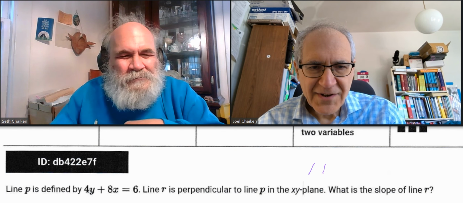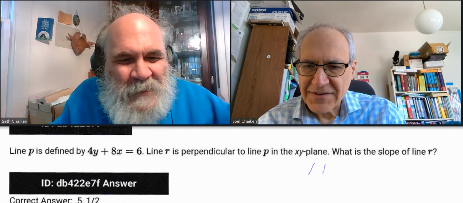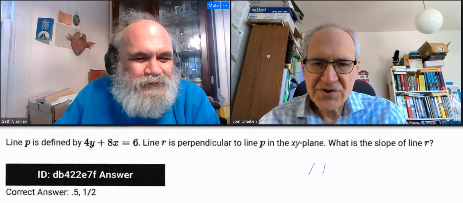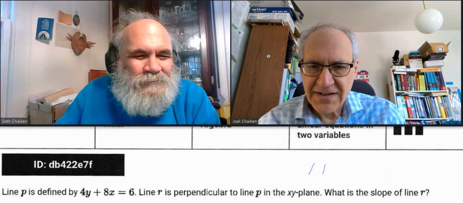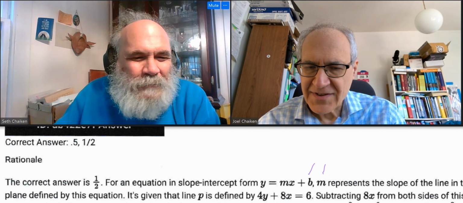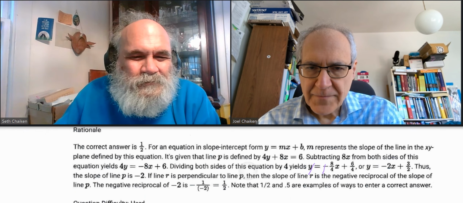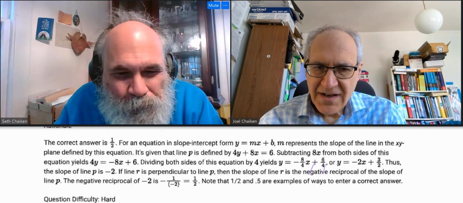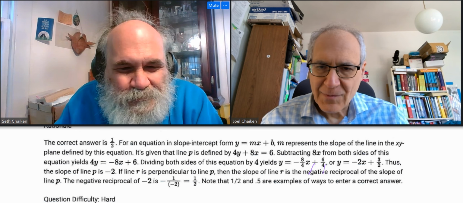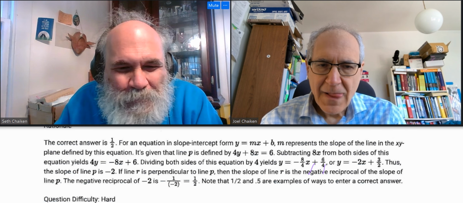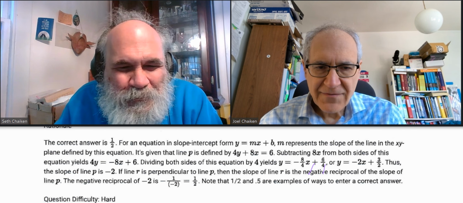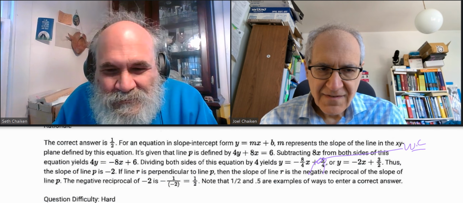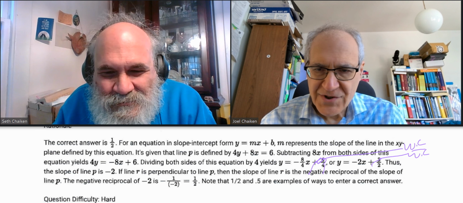Their answer, because it's free form, they allow the answer in either form, 0.5 or 1/2. And I think that's what we got. Yeah, positive a half. So let's see how they do it. Okay, so the correct answer is a half. So we subtract 8x. This is exactly what we did, dividing both sides by 4 gets that. Notice that you really don't have to waste your time with this. Who cares? Don't waste your time with 3/2.